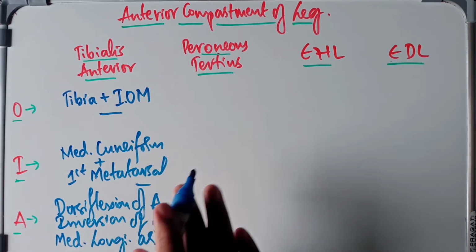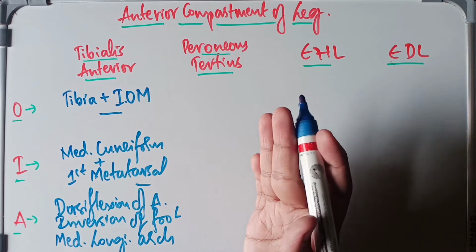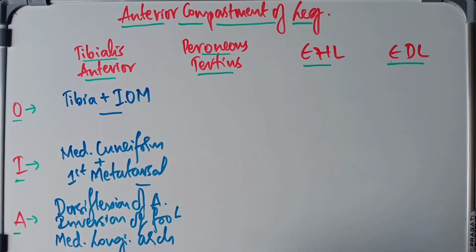So action is dorsiflexion of the ankle, the inversion of the foot, as well as the maintenance of the medial longitudinal arch of the foot. So this is about the tibialis anterior.